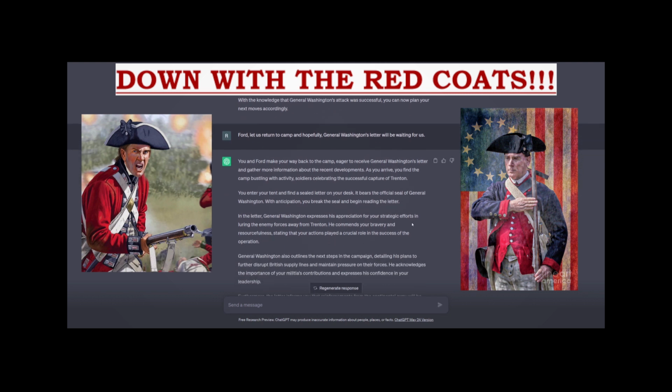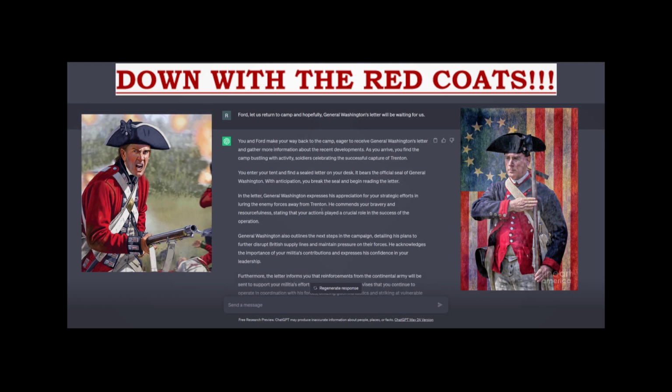In the letter, General Washington expresses his appreciation for your strategic efforts in luring the enemy forces away from Trenton. He commends your bravery and resourcefulness, stating that your actions played a crucial role in the success of the operation. General Washington also outlines the next steps in the campaign, detailing his plans to further disrupt British supply lines and maintain pressure on the forces.